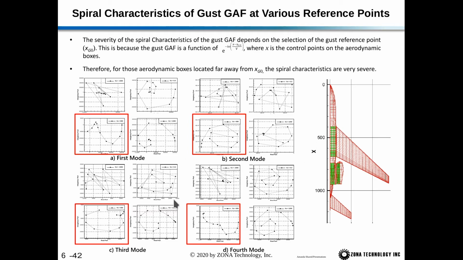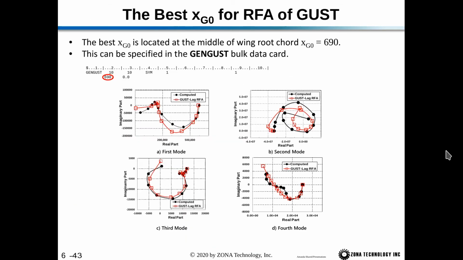So the upshot here is you want xg0 to be near the middle of the wing, so that this x minus xg0 is a small value for a majority of the boxes. So the best xg0 is located at the middle of the wing root chord. So this is specified in the GenGust card. So if you look in our input, we have an xg0 of 690. Now if we take a look at the gust lag RFA as compared to the computed, you can see that we have a pretty good fit for each of the modes.